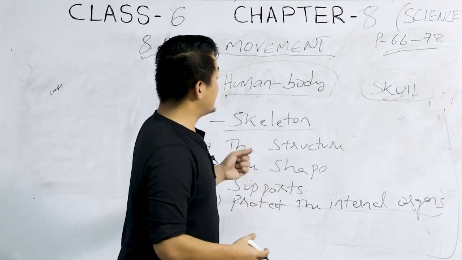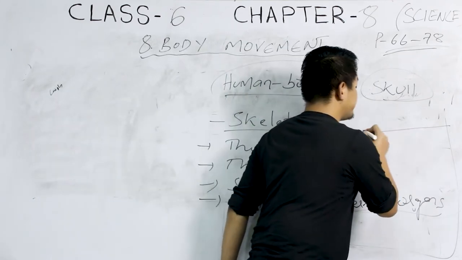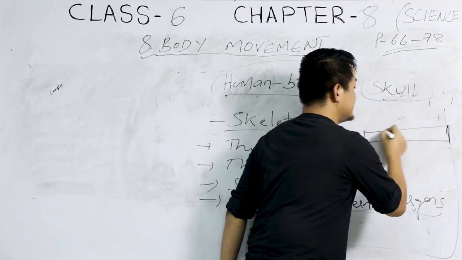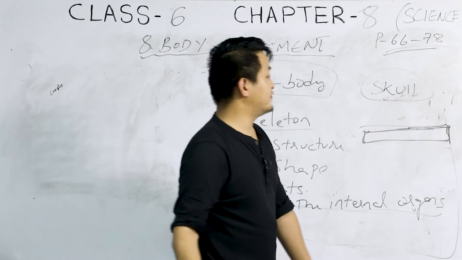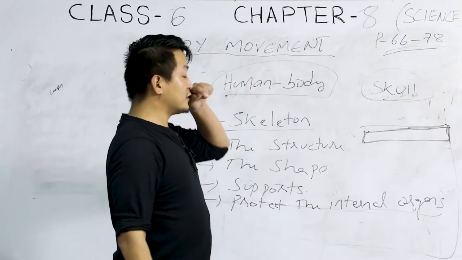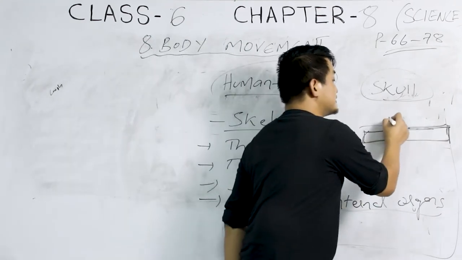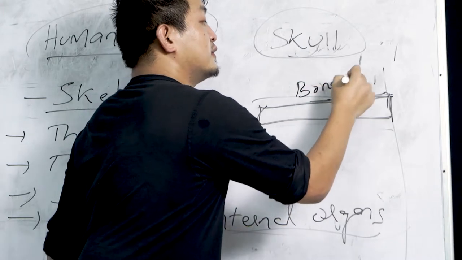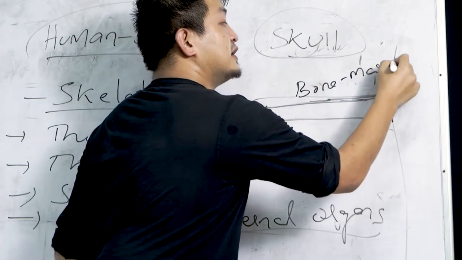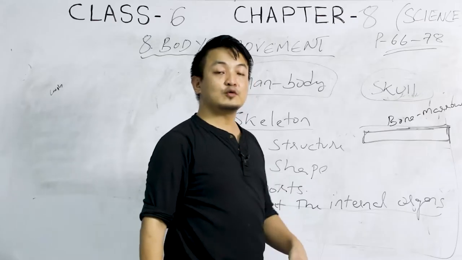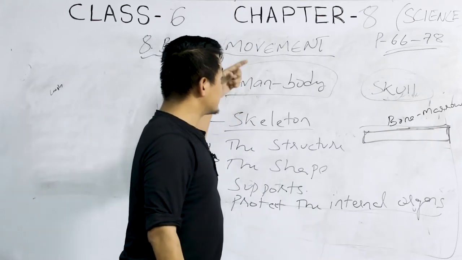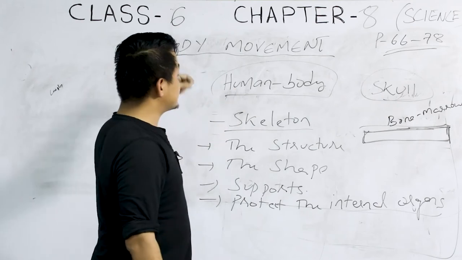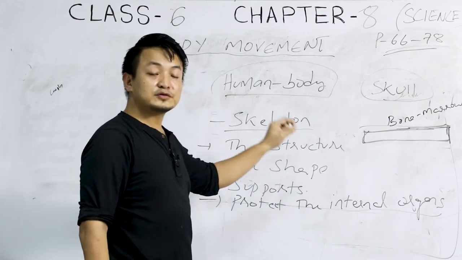Clear? Even inside the bones, you'll see a soft fatty fluid. That is the bone marrow, which produces red blood cells and white blood cells. So in the human body, the skeleton plays a very important role.